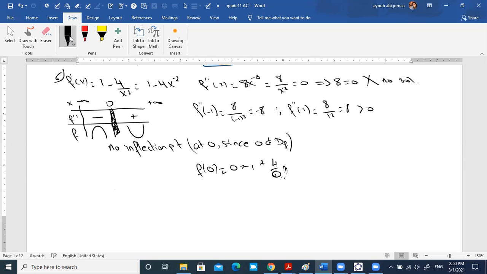4 over 0 is not defined. So we don't have an inflection point.